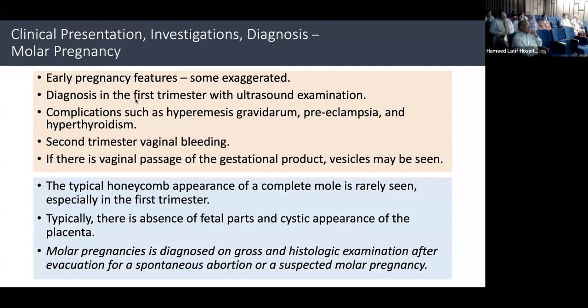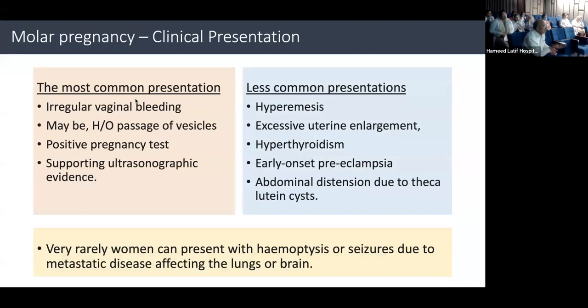And sometimes the patient may give a history of passage of vesicles or grape-like structures in the bleeding. This is the honeycomb or snowstorm appearance on ultrasound, with absence of fetal parts. So molar pregnancy is diagnosed on ultrasound and histological examination. Clinical presentation: irregular vaginal bleeding, history of passage of vesicles, positive pregnancy test, supporting ultrasound evidence, less commonly excessive hyperemesis.